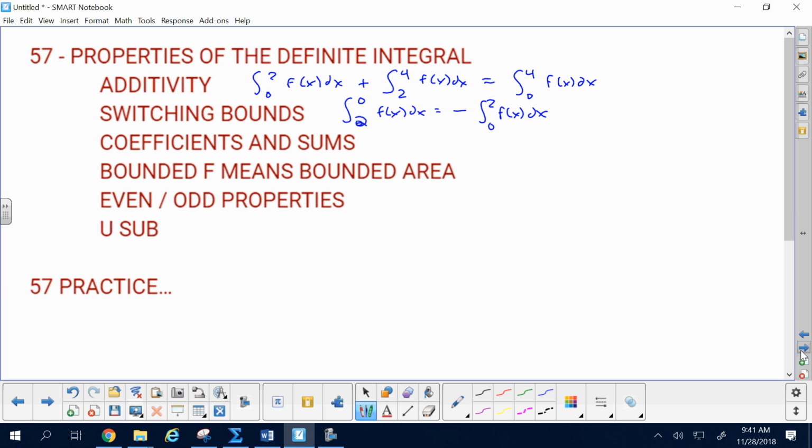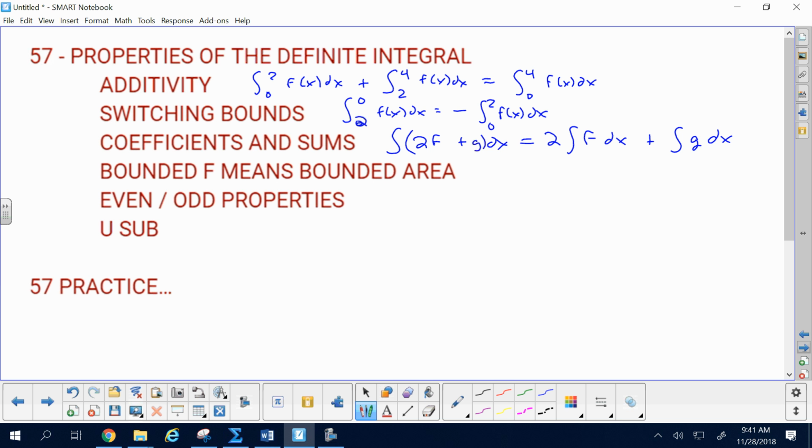Coefficients and sums. If you had something like 2f plus g, you're allowed to break this up into two integrals, f and g, and the coefficient you can move out front, right?